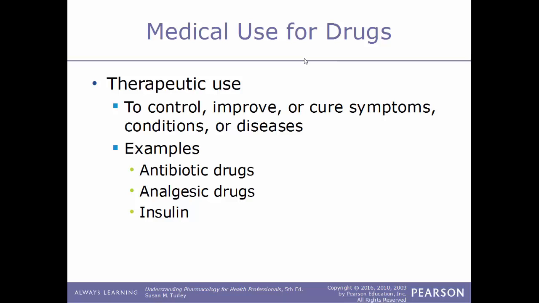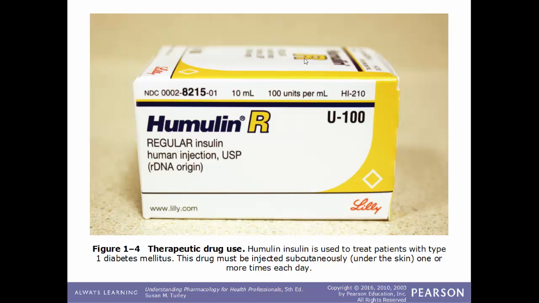Antibiotics are given to help get rid of a bacterial infection. Analgesics are given to relieve pain. Insulin is given to help lower blood sugar and control diabetes. So these are not used to diagnose anything. These aren't used to prevent anything. These types of drugs are used to control or to treat a condition. In this image we have an example of Humulin, which is a type of insulin that some diabetics would take.